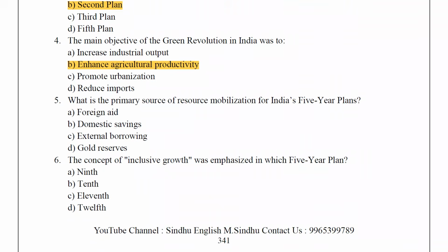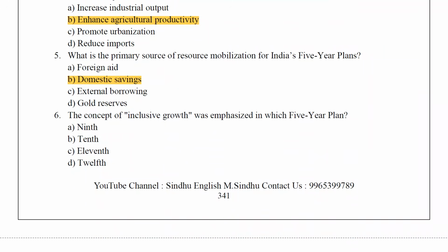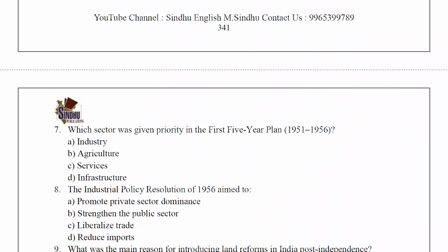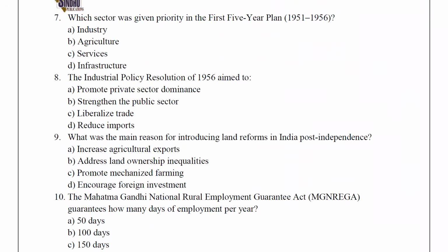What is the primary source of resource mobilization for India's 5-year plans? Domestic savings. The concept of inclusive growth was emphasized in which 5-year plan? 11th 5-year plan. Which sector was given priority in the first 5-year plan, 1951 to 1956? First 5-year plan, 1951 to 1956.